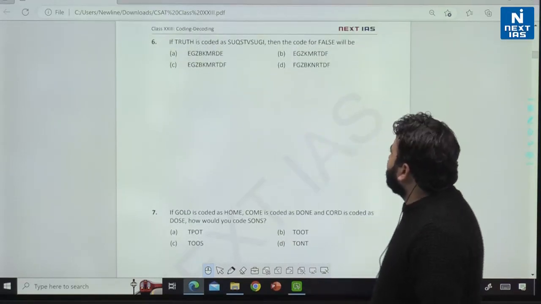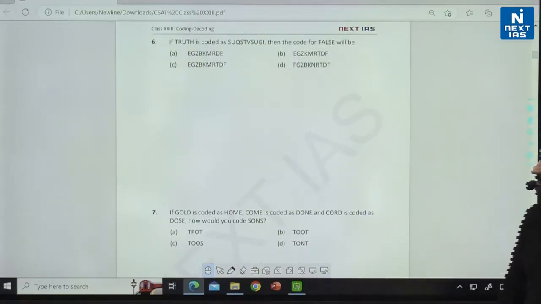This 6th question, I think this is very easy. Option C. All of you getting option C. I think each letter is replaced by just a letter before and after it. So this is also very simple, very easy. Very good.